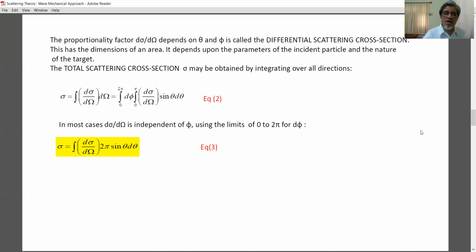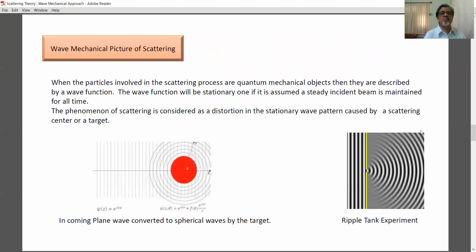Now we come to the wave mechanical approach. Now we come to a very important part of the wave mechanical approach. Till now, we have used the particle approach.